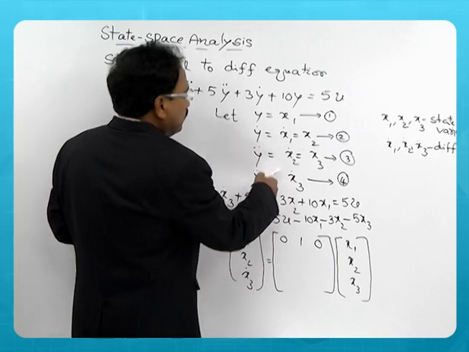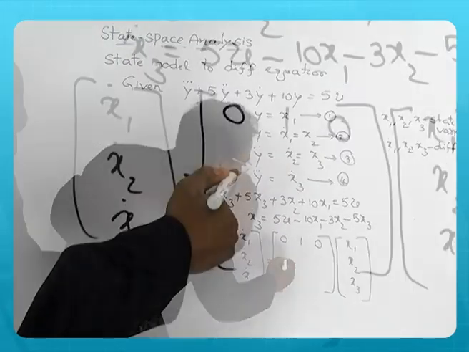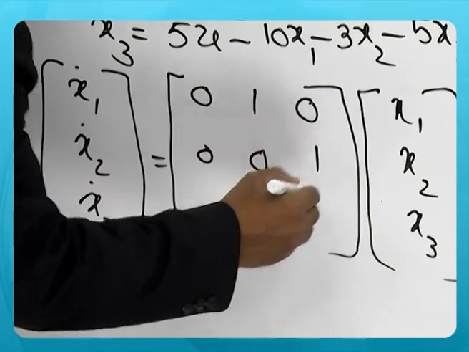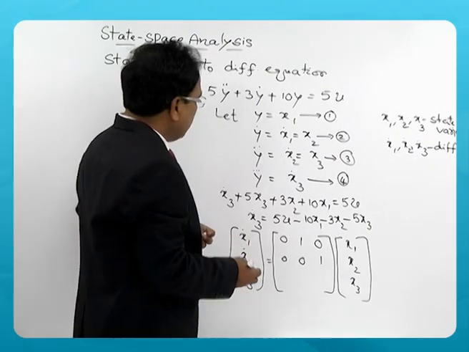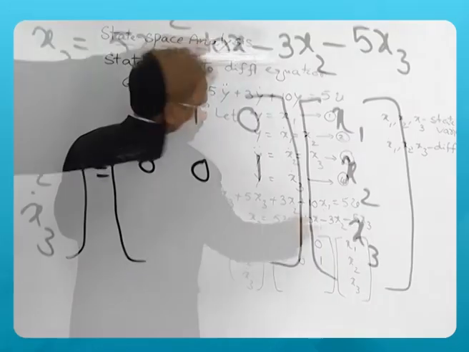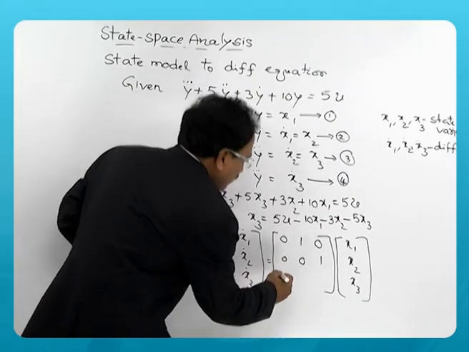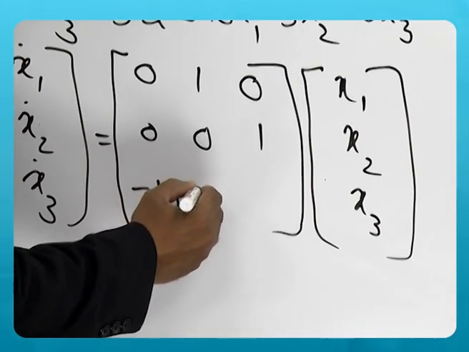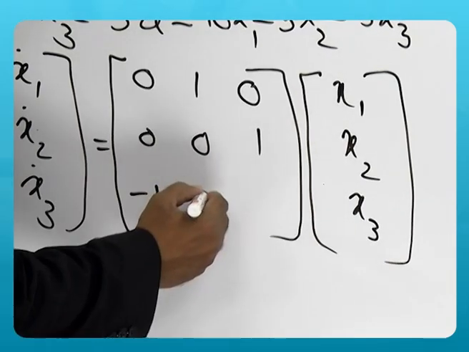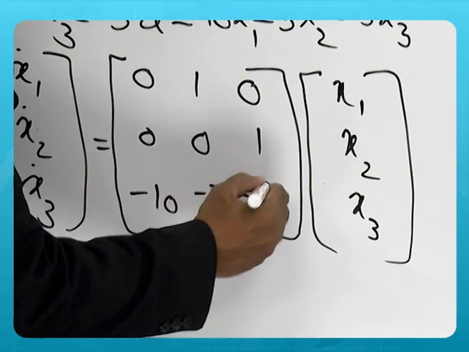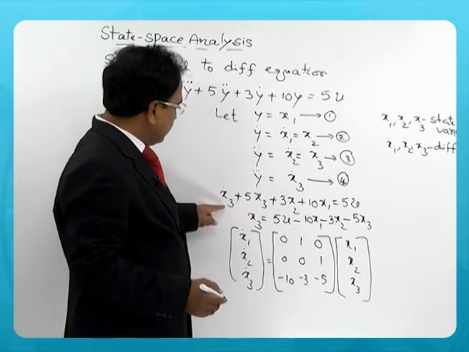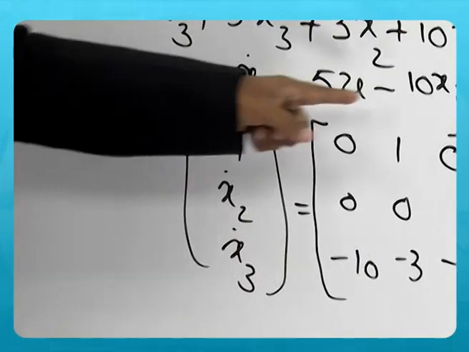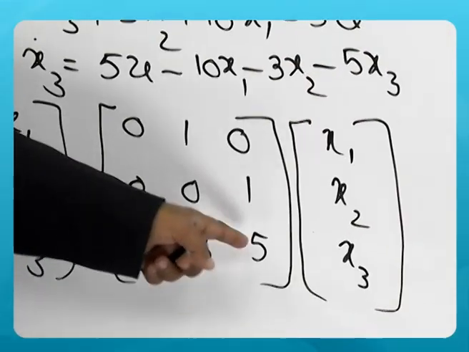So x1 dot is equal to x2. That way x2 dot is given by x3. So 0, 0, 1, the second row of the state matrix, and the third row is given by these three parameters: minus 10, minus 3, minus 5. So you have got the third equation, x3 dot is equal to, these three parameters have come in the state matrix.